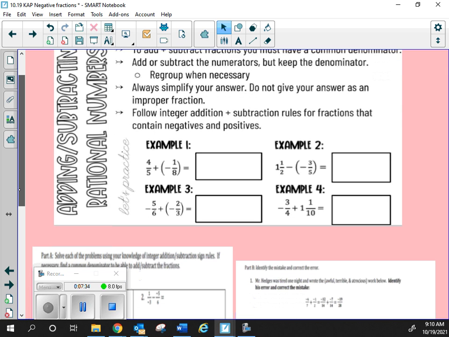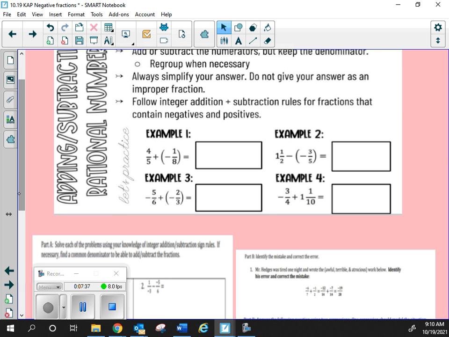All right, so the first one, 4/5 plus negative 1/8. Okay, what are some things that I need to do? Take a second. 4/5 plus negative 1/8. What's one thing I need to do on that? Carolyn, what do you think? To add a negative. Very good. I need common denominators. Class, what's a common denominator with 5 and 8? 40. Okay, so I'm going to have something over 40 plus negative something over 40.